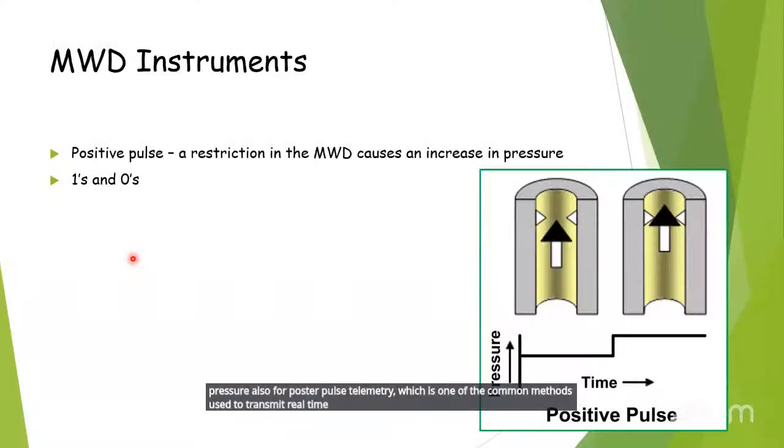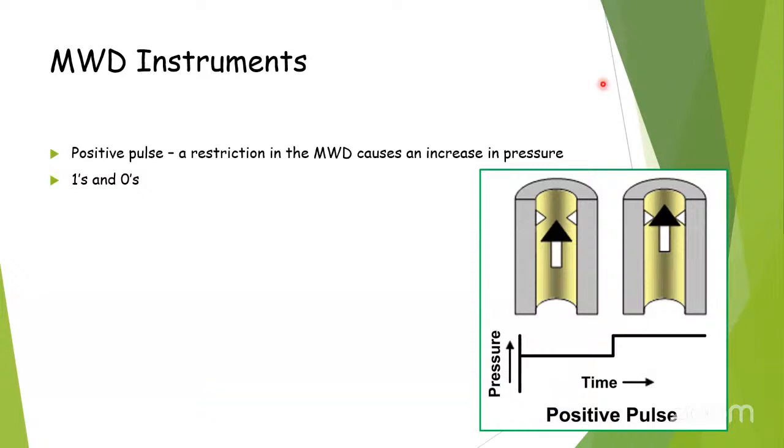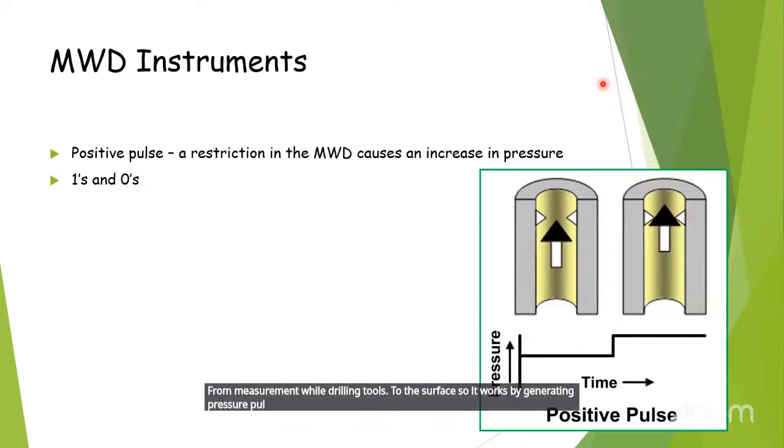Methods used to transmit real-time downhole data from measurement while drilling tools to the surface. So it works by generating pressure pulses in the drilling mud, which are detected by surface equipment.